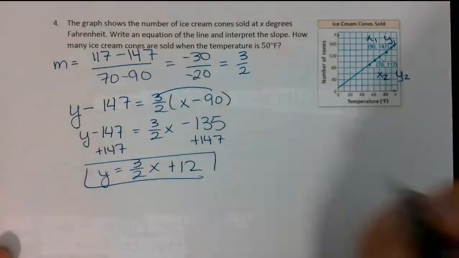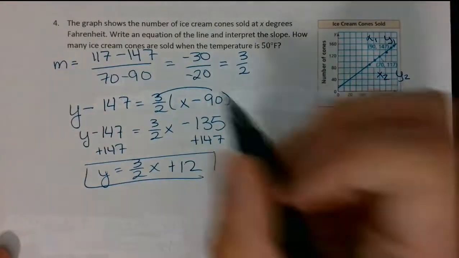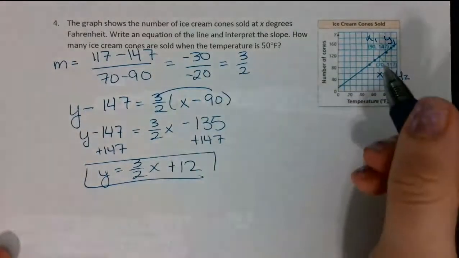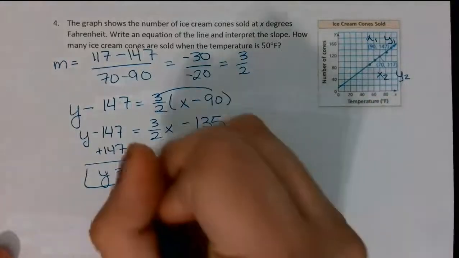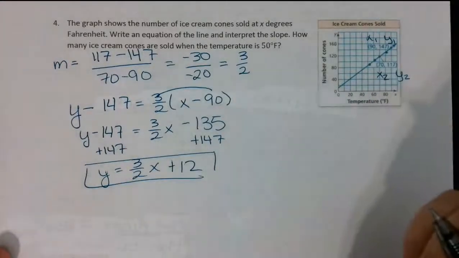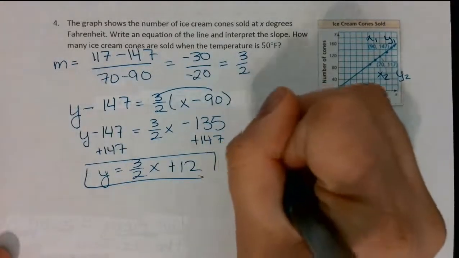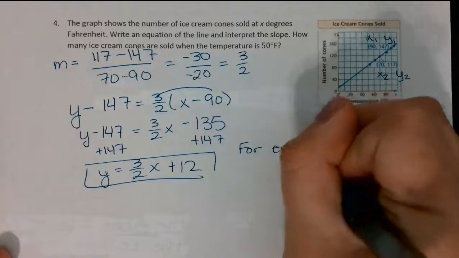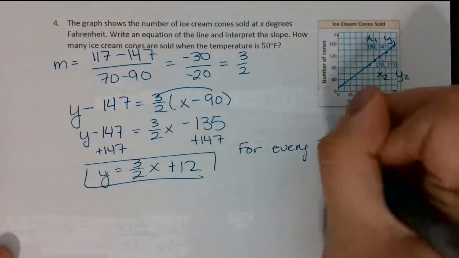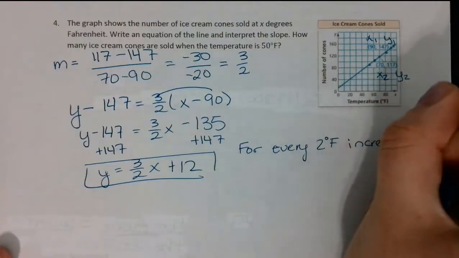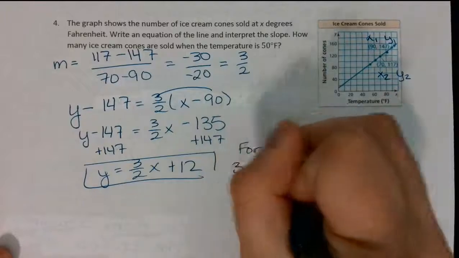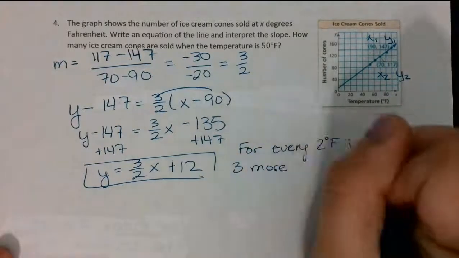Okay. Now the problem wants me to interpret the slope. My change in y is talking about cones, and my change in x is talking about temperature. So for every 2 degrees Fahrenheit increase, 3 more ice cream cones are sold.